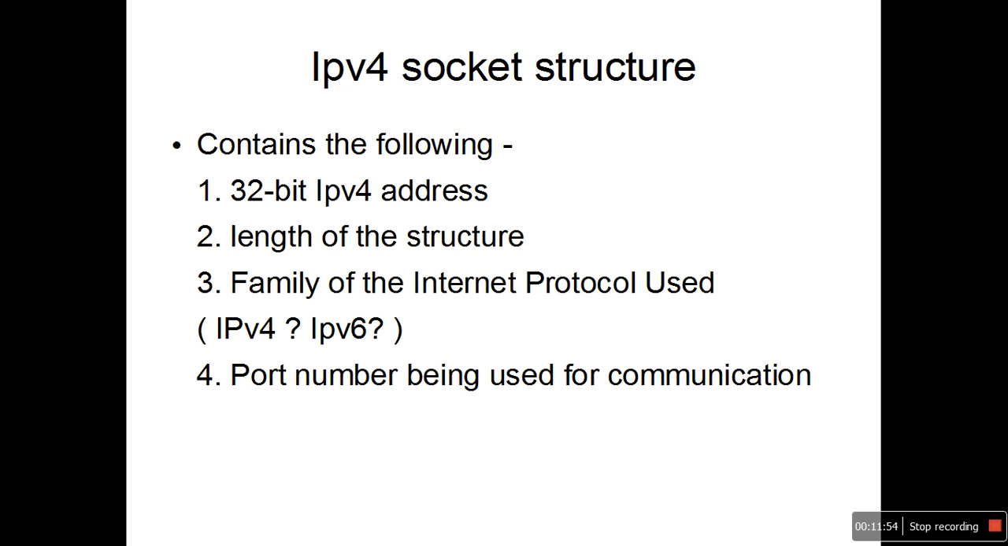Moving on, we will be using the IP version 4 socket structure because it is easier to work with. It contains the following. Any socket contains the 32-bit IPv4 address, the length of the structure, the family of the internet protocol used. It can be either IPv4, IPv6 and so on. And lastly, it contains the port number being used for communication.